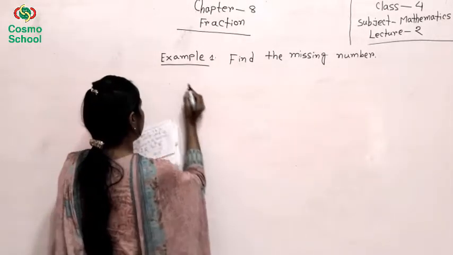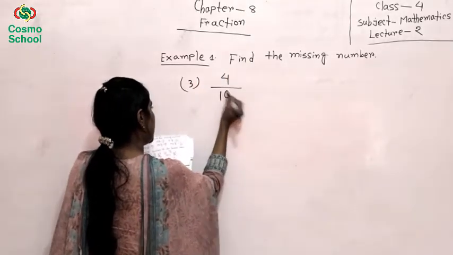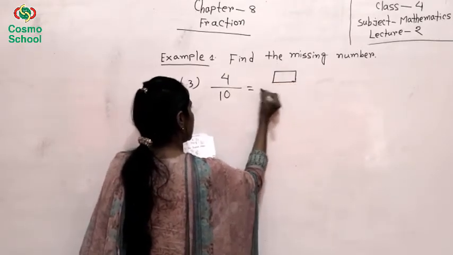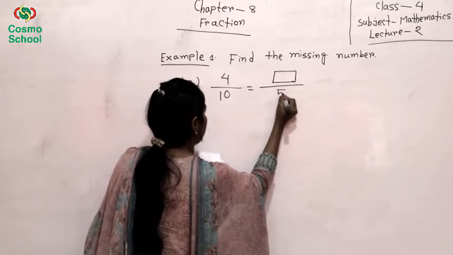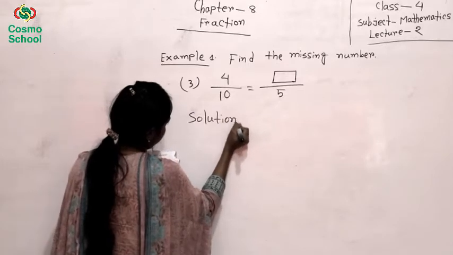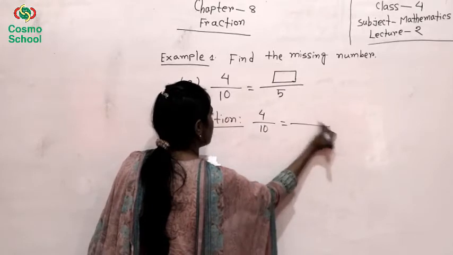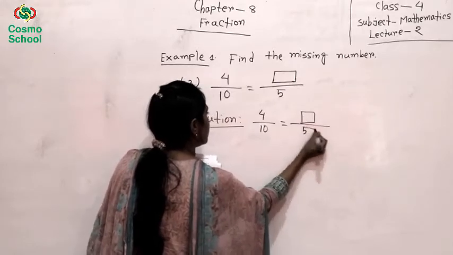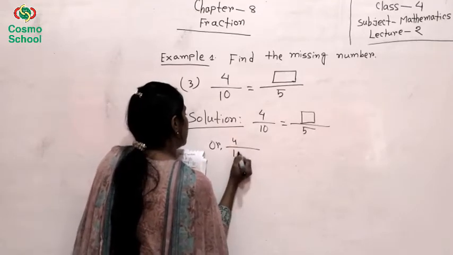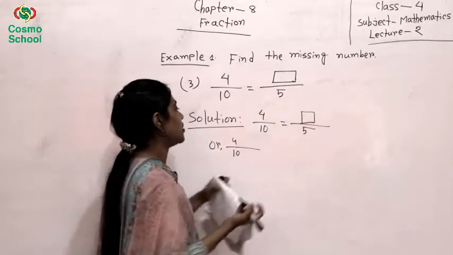Now question number 3. 4 divided by 10 equals missing number divided by 5. In here, the numerator is missing but the denominator is 5.